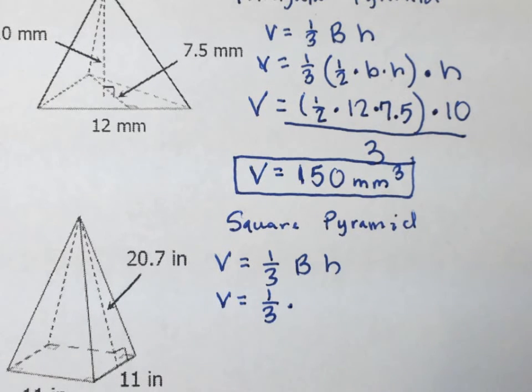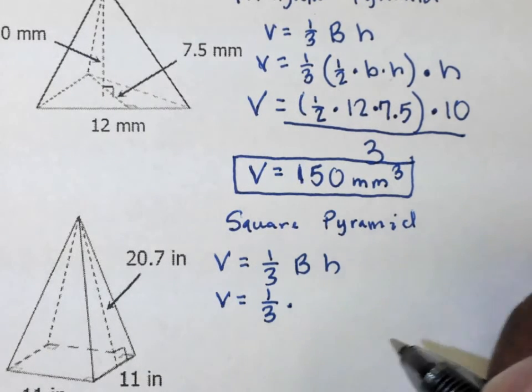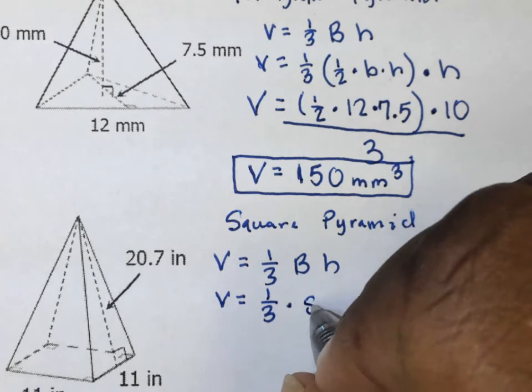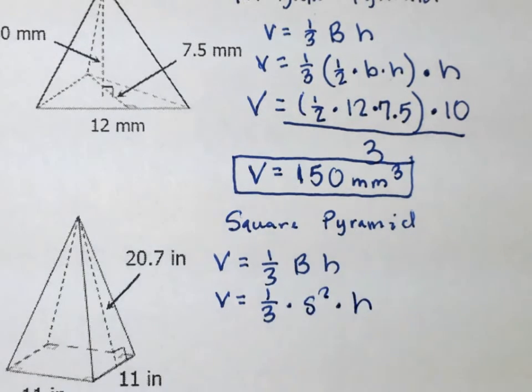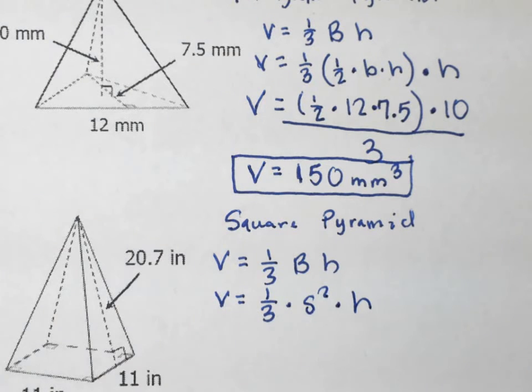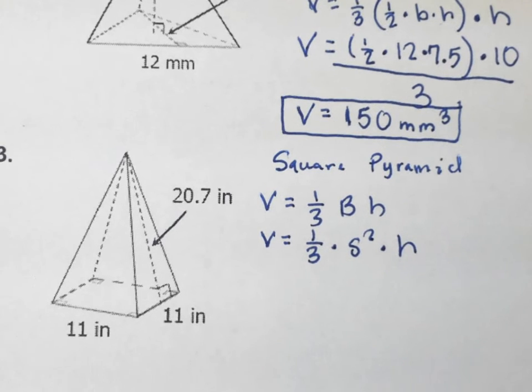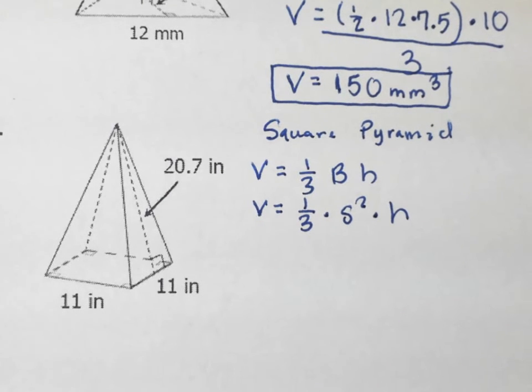You said what kind of pyramid? So what's your capital B turn into? S squared times the height. And then from there, make sure I got everything first. I know my sides for my square, 11 and 11. What's my height of my pyramid?